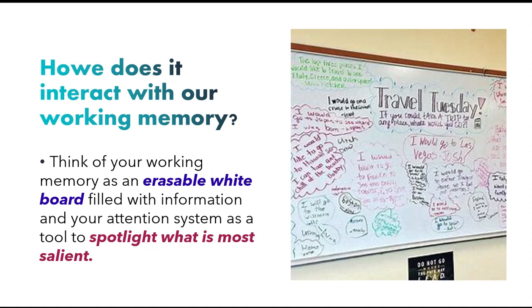Okay, the term we use for that is most salient. So we're looking at the situation at hand and comparing it to things that we have on our whiteboard. And that's how our attention system helps us use information that we're working with effectively.